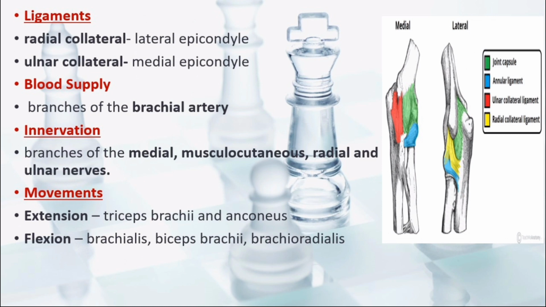Movements. The orientation of the bones forming the elbow joint produces a hinge-type synovial joint, which allows for extension and flexion of the forearm. Extension: triceps brachii and anconeus. Flexion: brachialis, biceps brachii, brachioradialis.